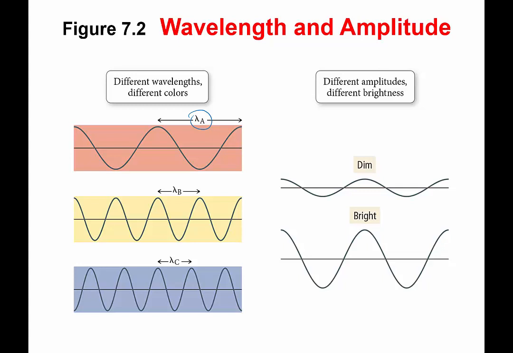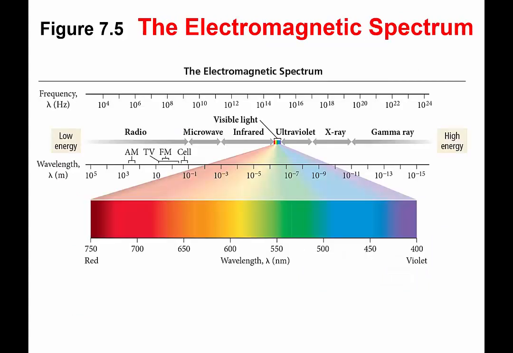Now, I have mentioned that we're interested in electromagnetic radiation, and all electromagnetic radiation travels at the same speed, 3 times 10 to the 8 meters per second. But the radiation can have different wavelengths and frequencies, and depending on the wavelength or frequency, it determines what type of electromagnetic radiation the light is. And that is shown by the electromagnetic spectrum, which shows you the different types of electromagnetic radiation.